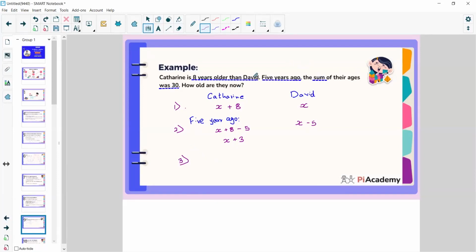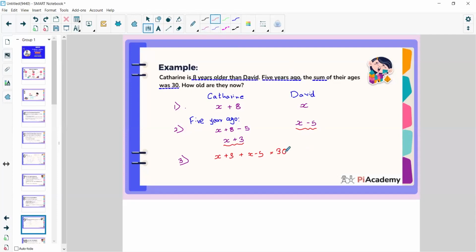Now, what does this mean? 5 years ago, the sum of their ages was 30. That means this value and this value add up to 30. So, X plus 3, the age of Catherine 5 years ago, plus X minus 5, the age of David 5 years ago, the sum is 30. That means this is equal to 30. That's it. This is my equation.